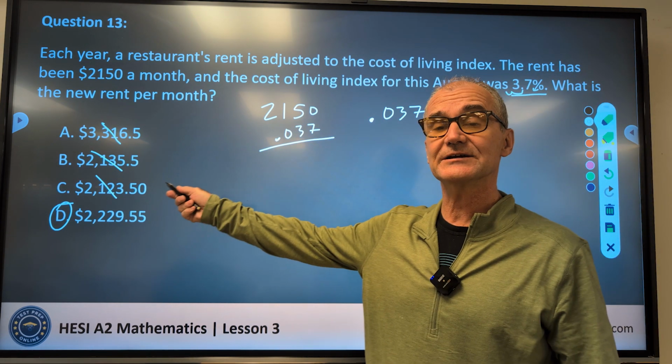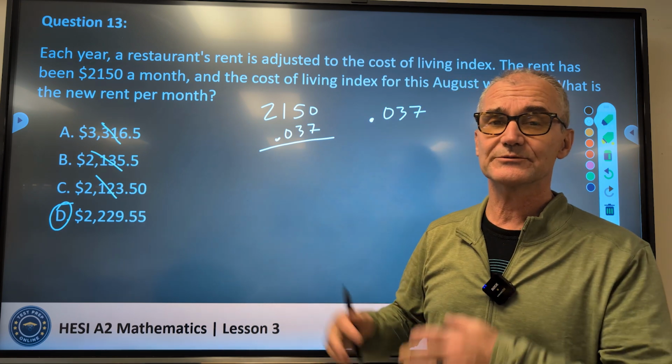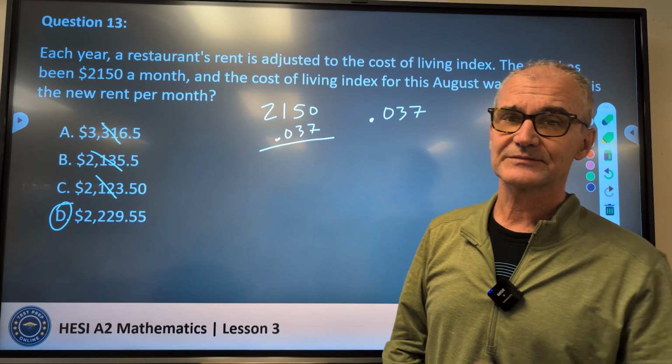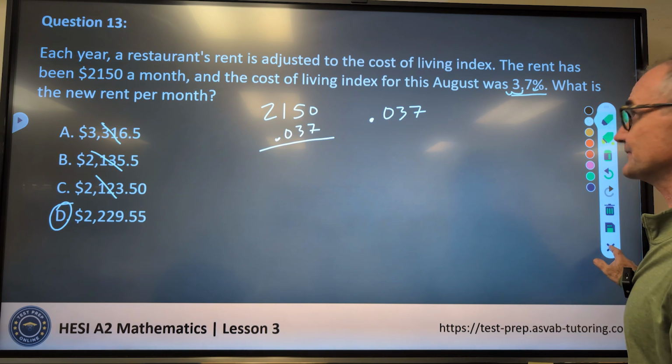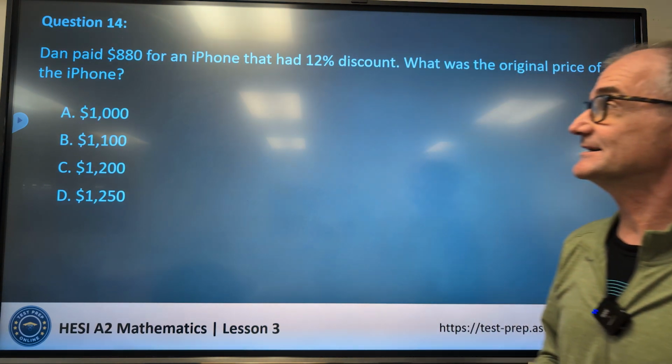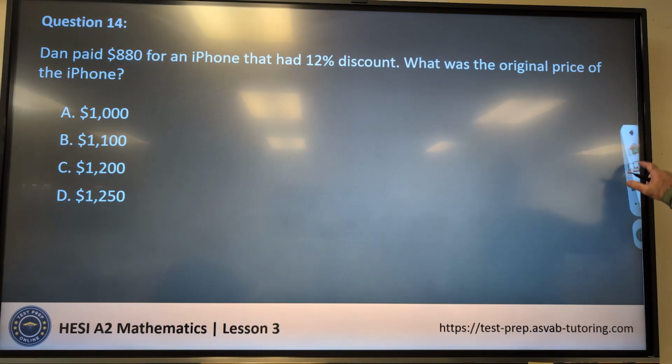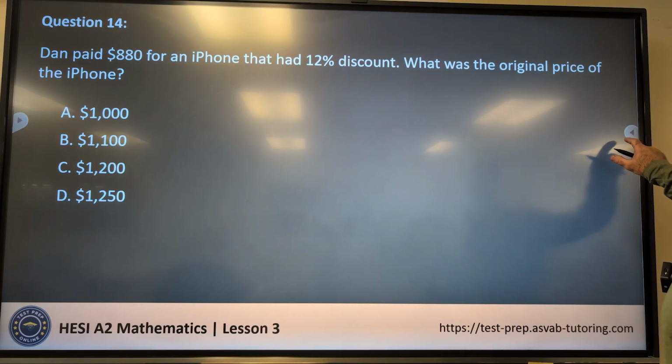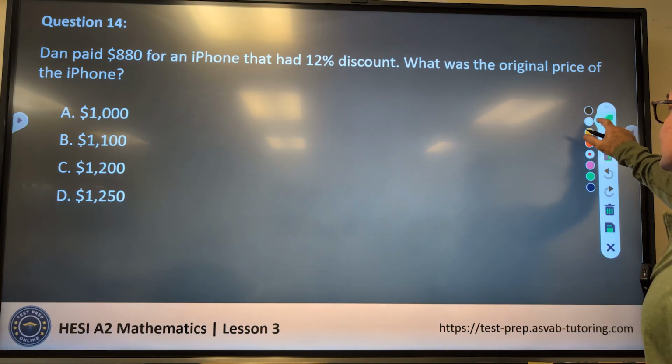Always scan your answers before you do a lot of work and potentially waste some time on a timed test. All right, getting close. Another bell's going to ring. Number 14. Let's see here on problem 14.